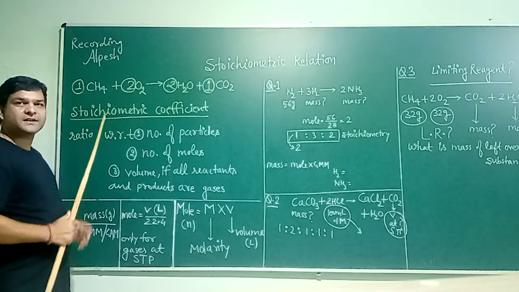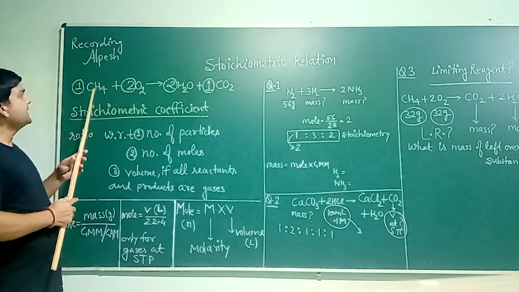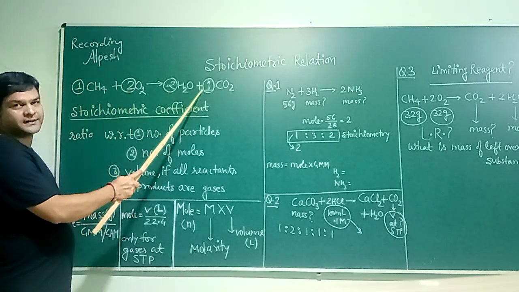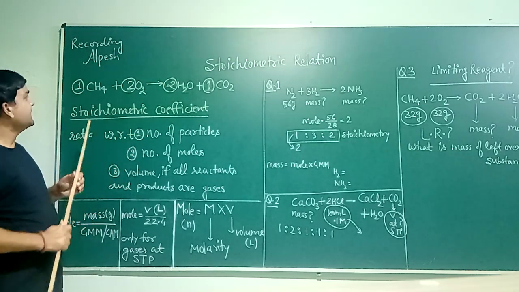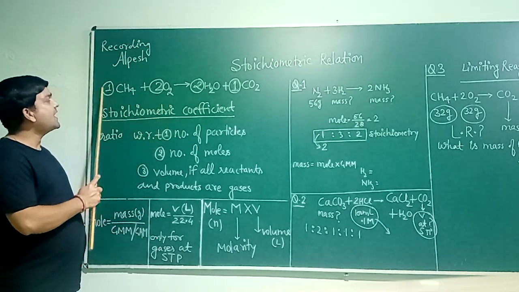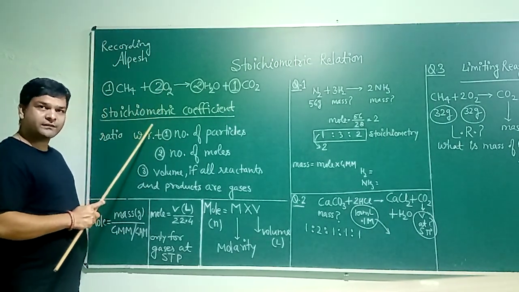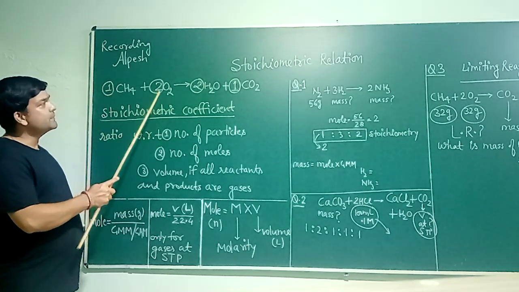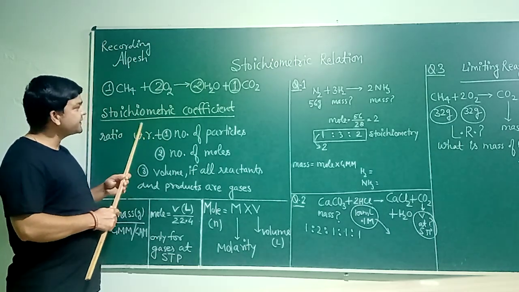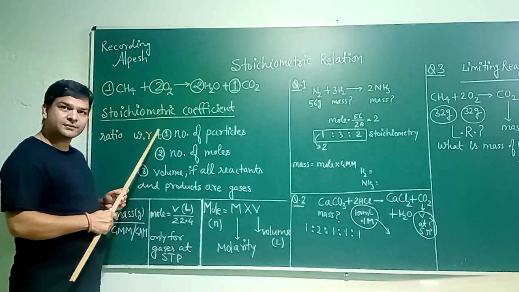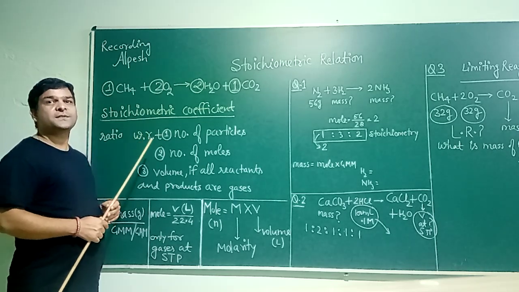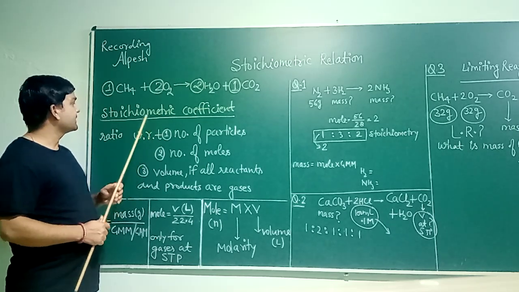This is a balanced chemical equation, combustion of methane. When you write the balanced chemical equation, you need to write here 1, 2, 2 and 1. In the balanced chemical equation, these numerical prefixes are known as stoichiometric coefficients. I repeat, these numerical prefixes in the balanced chemical equation are also known as stoichiometric coefficients, and they will play a very important role to calculate the amount of reactants required or amount of product formed in a chemical reaction.